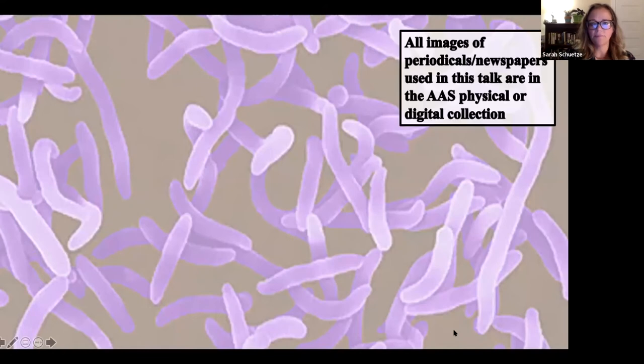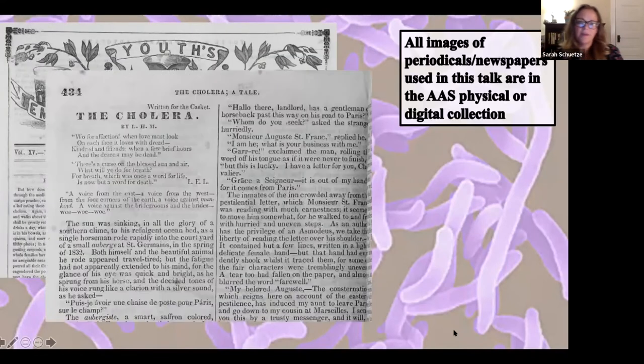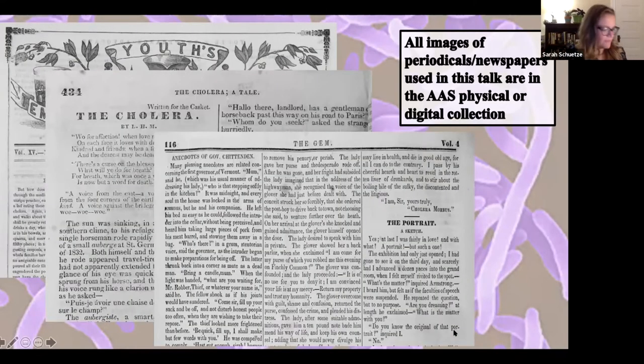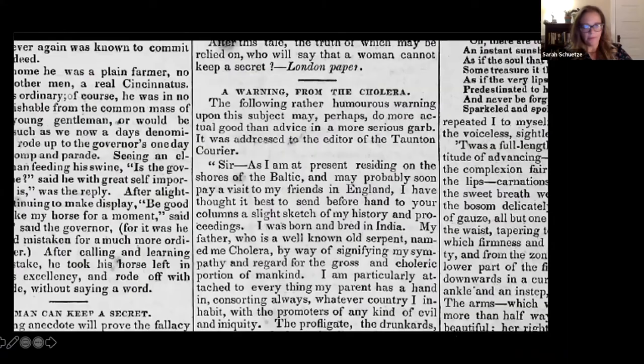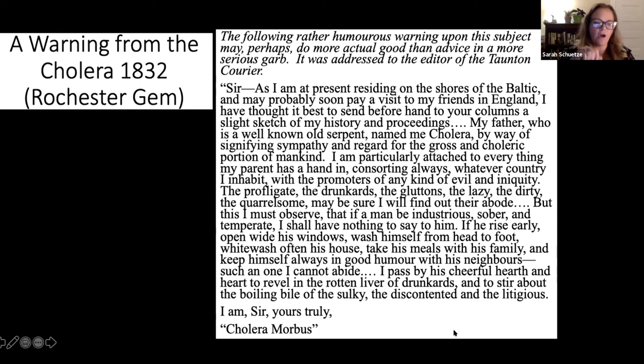All right. These are some examples from that vast cholera archive that I mentioned. The first example that I want to share of cholera speaking through the press is called A Warning from Cholera. The version I read was published in the Rochester Gem in July 1832. And I'm going to go ahead and share the transcription that I'm going to read of this little excerpt. A warning from the cholera.